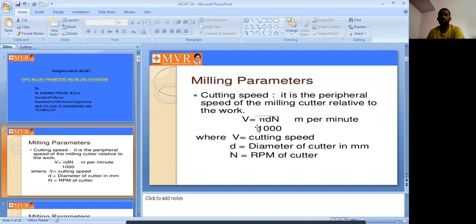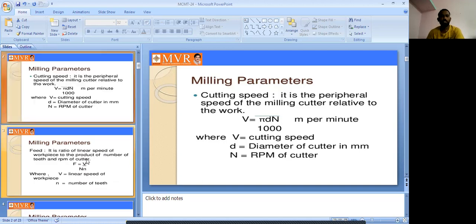Here V is the cutting speed, D is the diameter of the cutter, and N is the RPM of the cutter. So how can we know the cutting speed in milling machines? By using this formula: V equals πDN by 1000, where V is the cutting speed, D is the diameter of the cutter, and N is the RPM of the cutter.